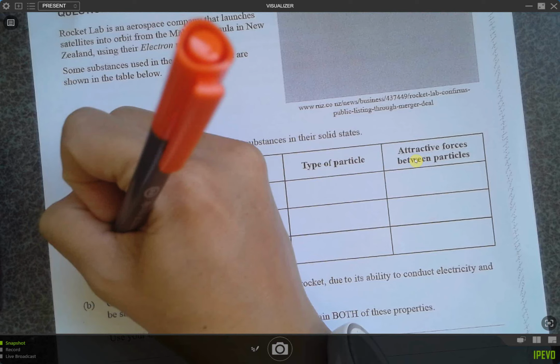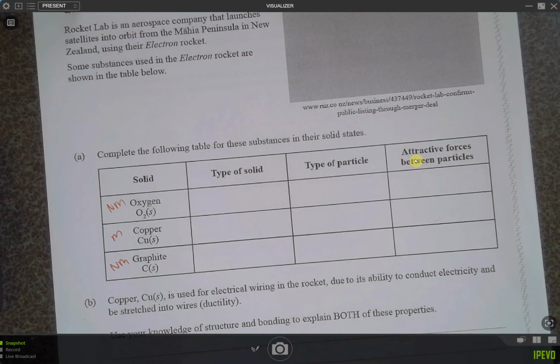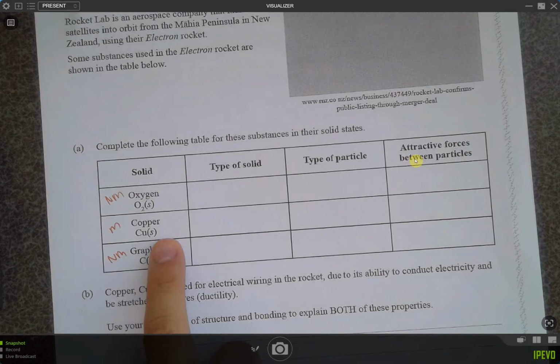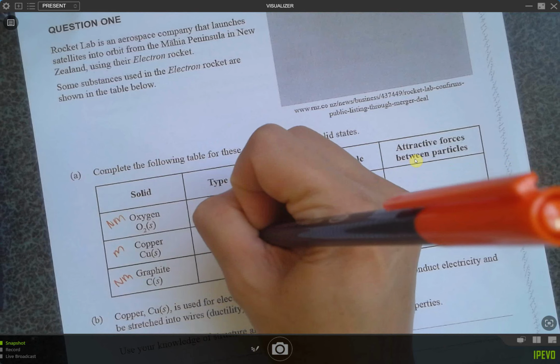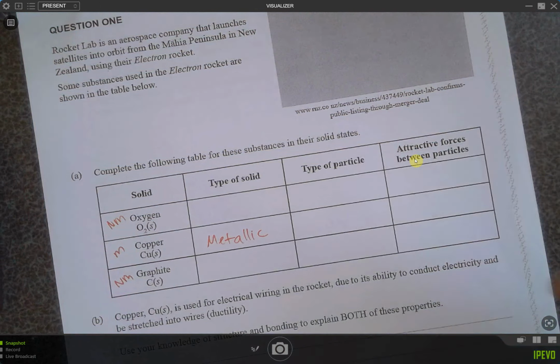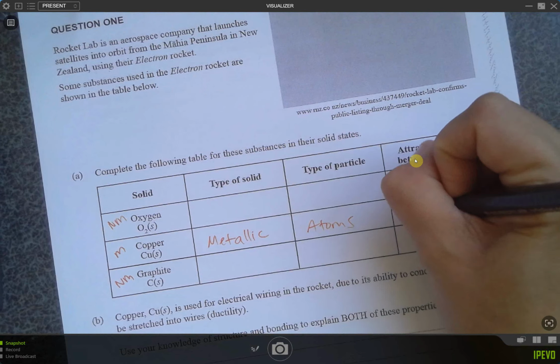Copper is a metal. And then graphite is a non-metal. So from that, I can tell already that I don't have any ionic compounds in this question. This is a metal on its own, so I can tell very quickly that that's my metallic solid. And remember, metallic solids are made up of atoms, and the attractive force is the metallic bond.